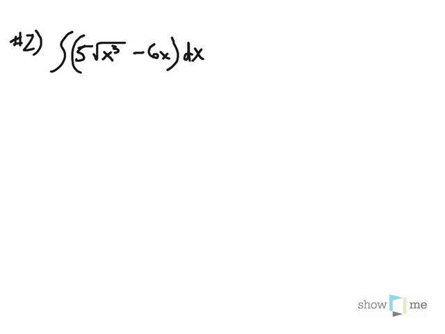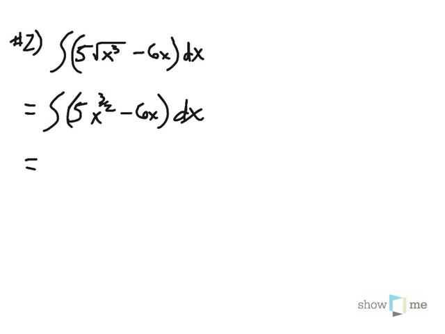Number 2, I would change the square root of x cubed. I would change that to 5x to the 3/2. Just changing the way it looks, so finding the antiderivative is simpler. To find the antiderivative, the rule is you add 1 to the exponent. So 3/2 plus 1, that would be 3/2 plus 2/2. 3 plus 2 is 5.